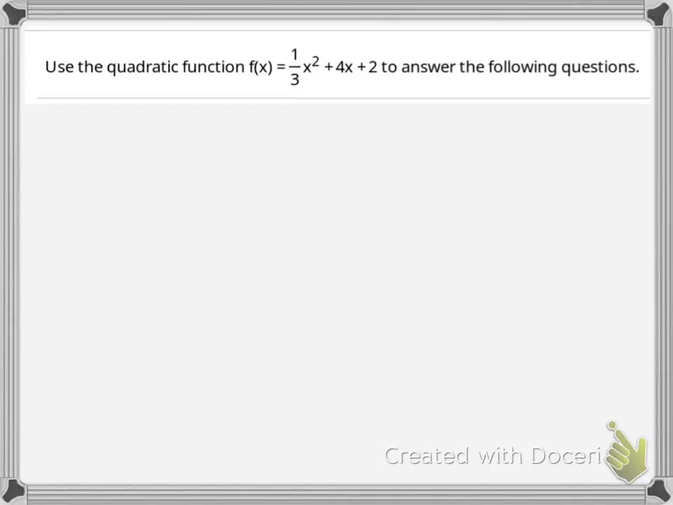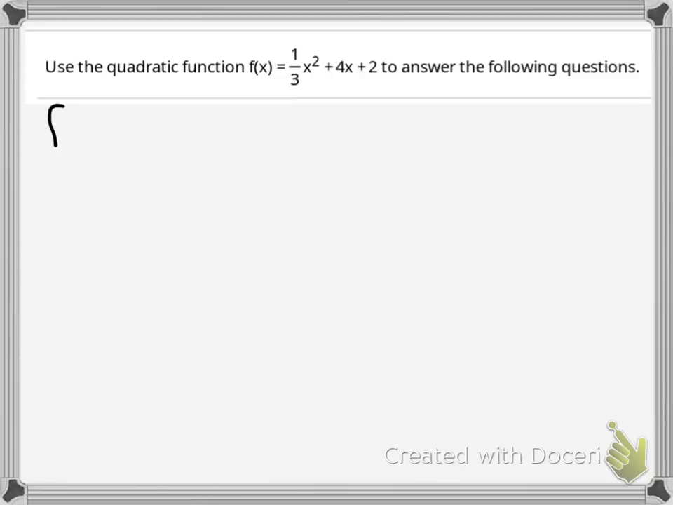For this particular problem, we're going to be asked to find different parts of this quadratic function, and we're going to be asked to graph this quadratic function. We know that this is a quadratic function because one of the terms is squared. That first term, 1/3 x squared, that x squared is what makes this quadratic, and the graph of this quadratic function is going to be a parabola.